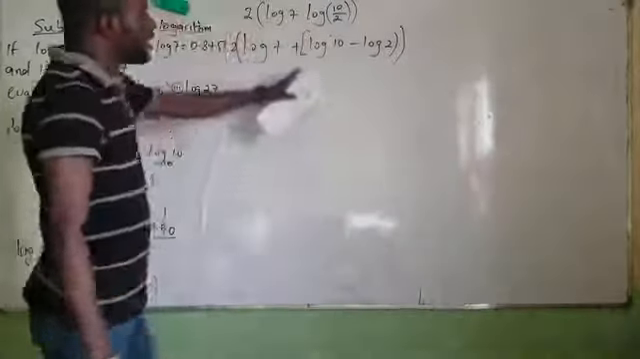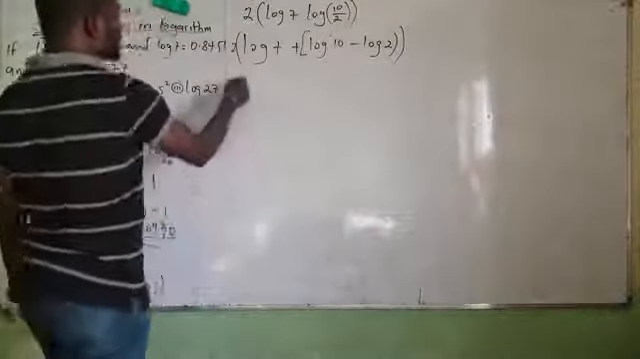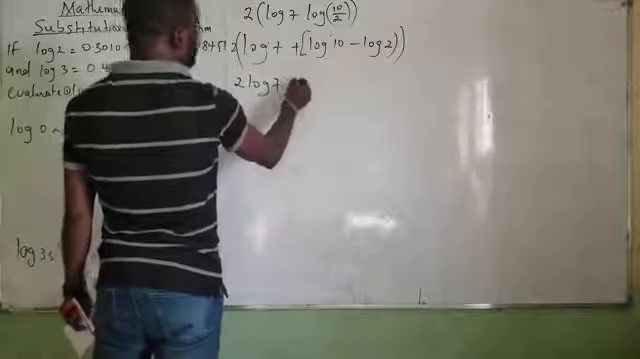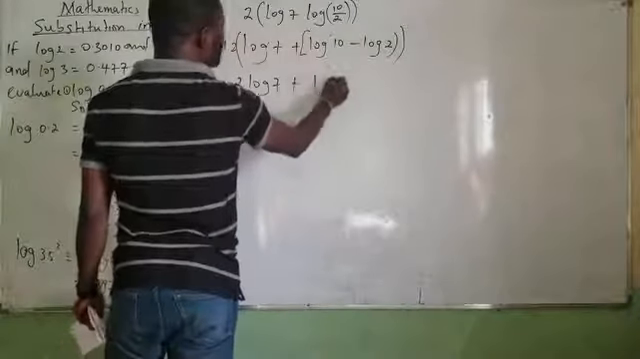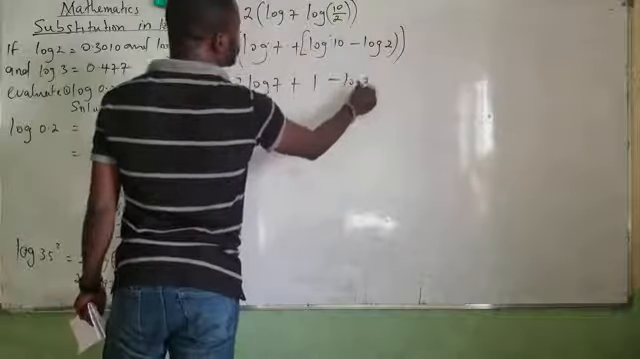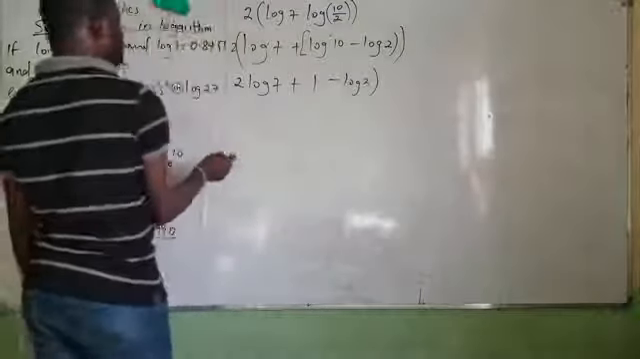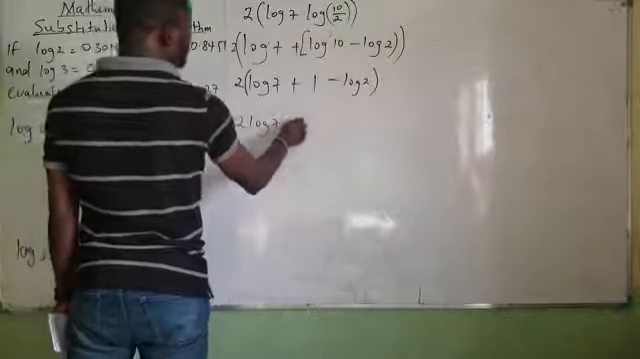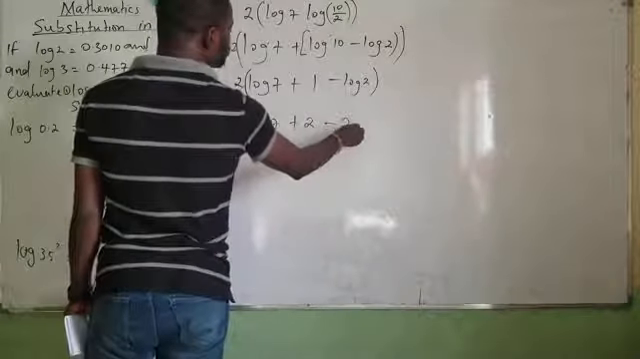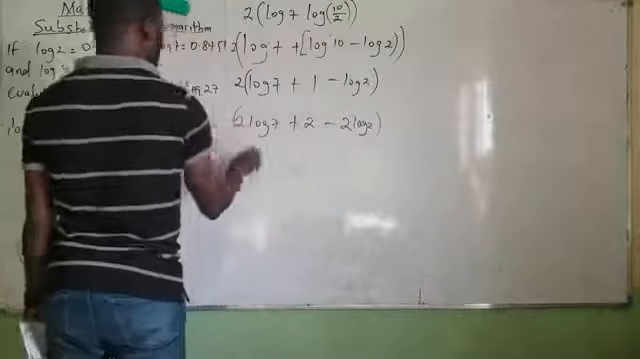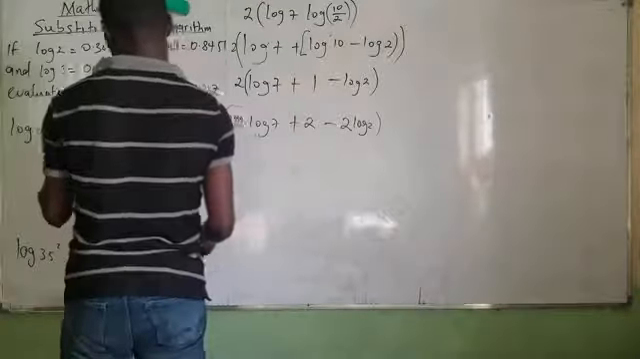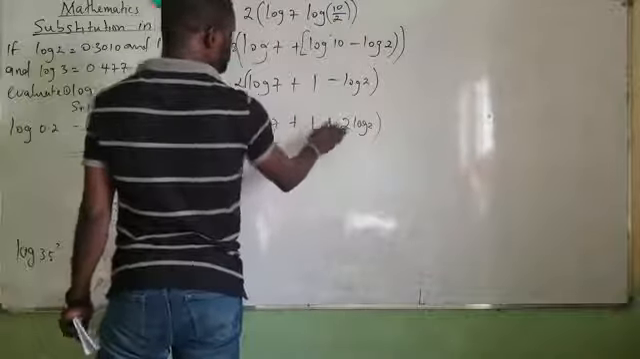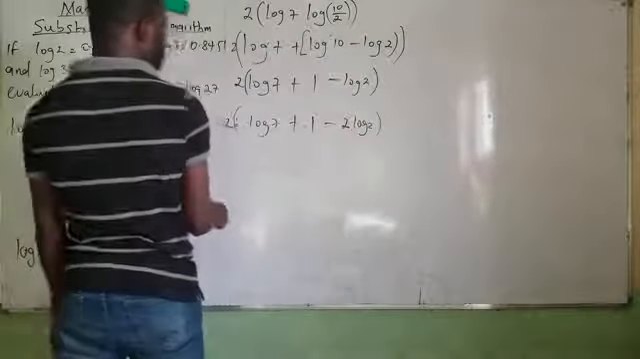Now, can you see what this produced? Now, I can answer that 2 bracket of log 7 plus 1 minus log 2, since log 10 is 1. Now, 2 log 7 plus 1 minus log 2. Now, what's our log 7? Even though you can bring it out, it won't be any problem. Now, I can now say that what?